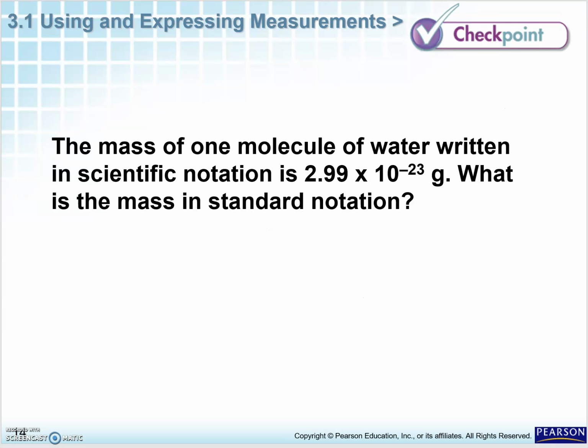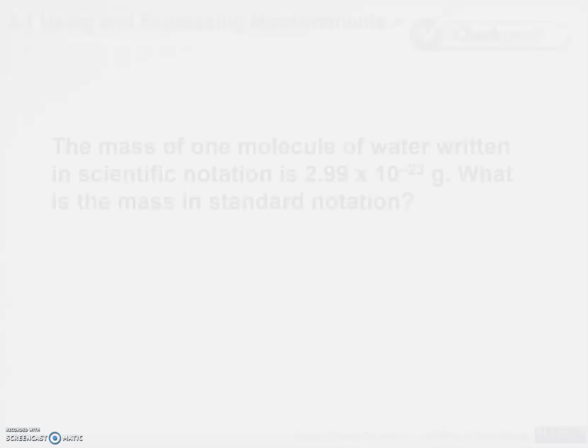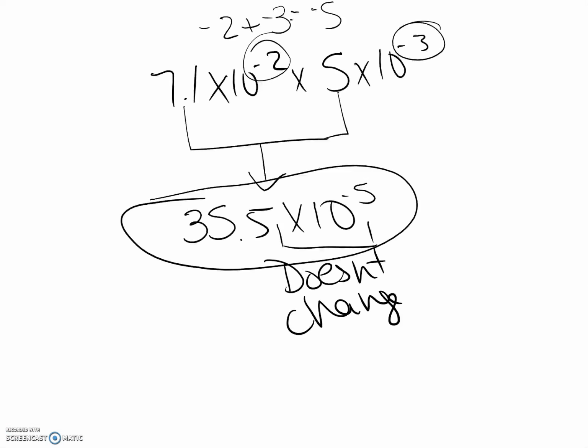Okay, here's a nice little guess for you. So you have the scientific notation of 1 mole of water written in scientific notation is 2.99 times 10 to the negative third. So this requires you to move your decimal point a lot. So let's see. Oops. So you have 2.99 times 10 to the negative 23rd.